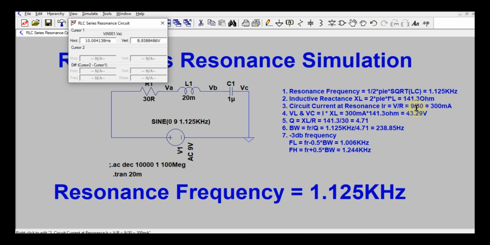So I hope you understand the basics of the RLC series resonance circuit, the simulations of the RLC series resonance circuit, and the AC analysis of the RLC series resonance circuit.